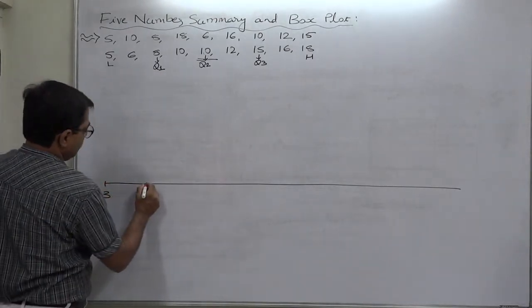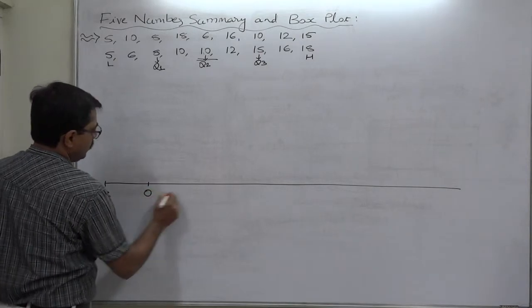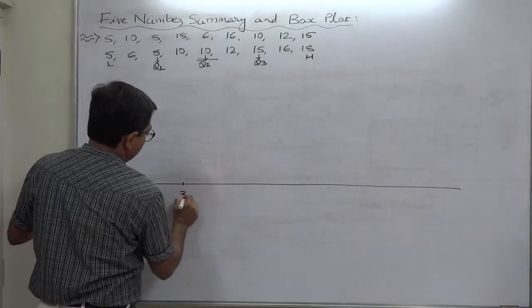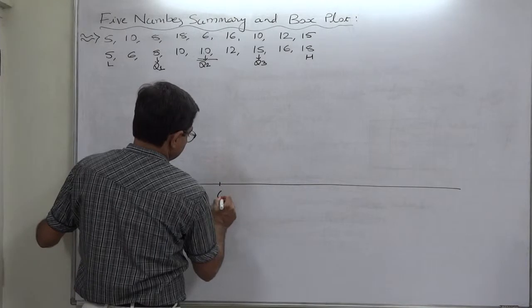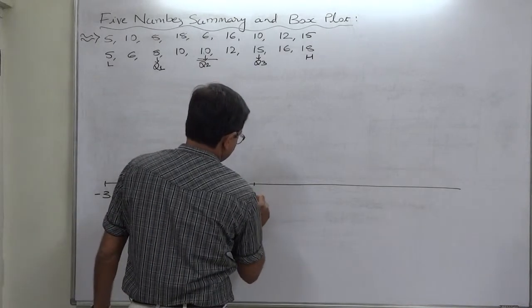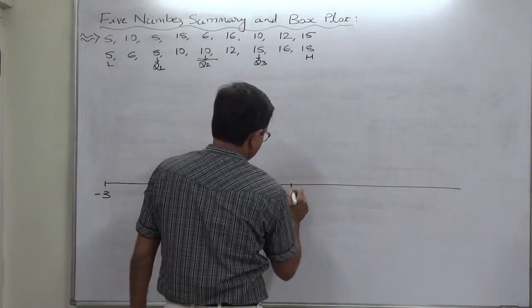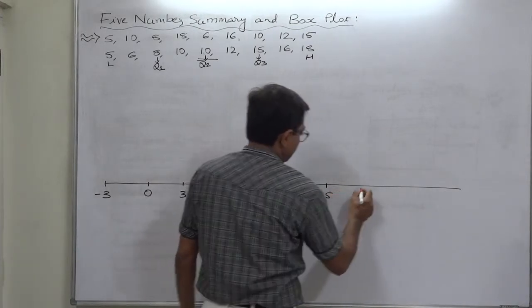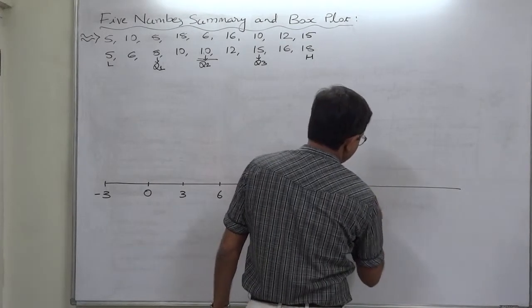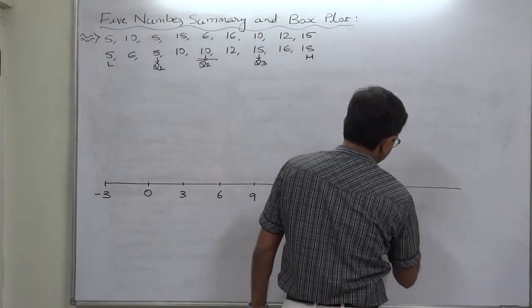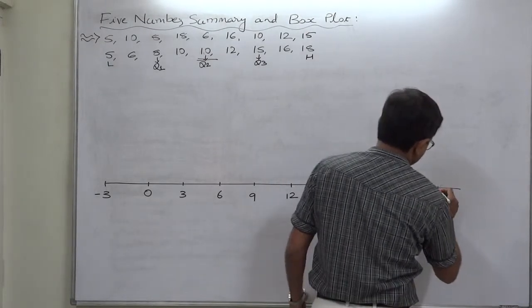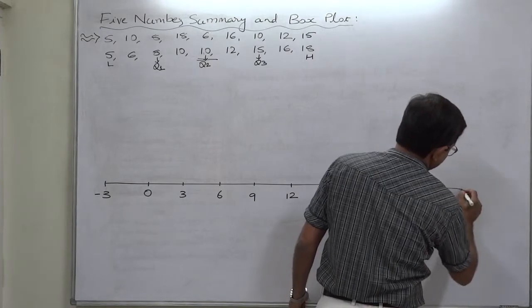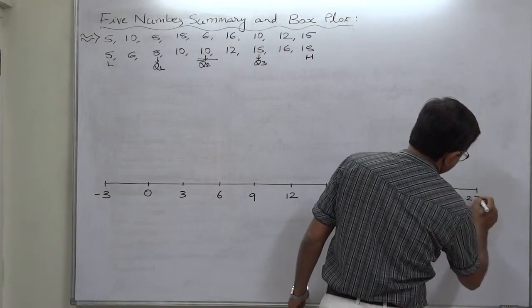-3, 0, 3, 6, 9, 12, 15, 18, 21, 24 and 27.